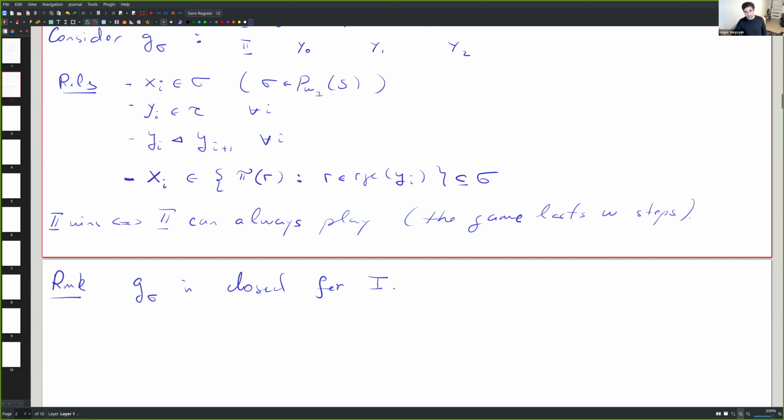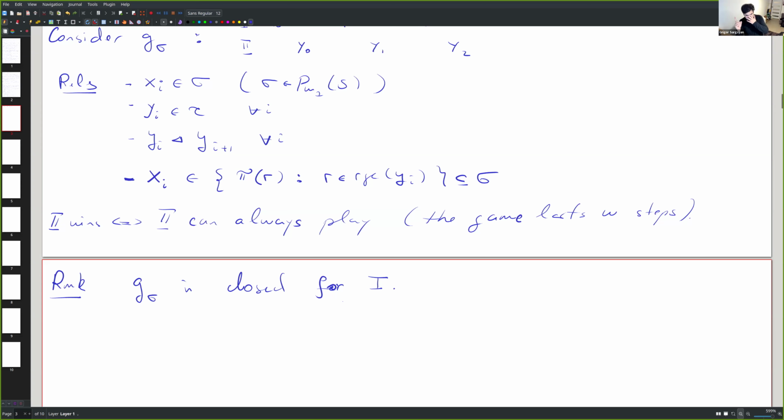But that's closed. I mean, at each step, whether 2 has violated the last rule or not just depends on the reals that 2 has produced. It doesn't matter what comes after that. At stage N, 2 lost if she violated this particular rule. That's it. Okay, so this is a closed game.